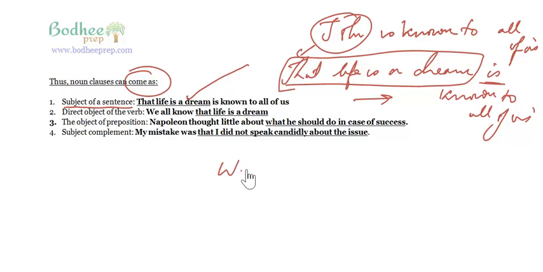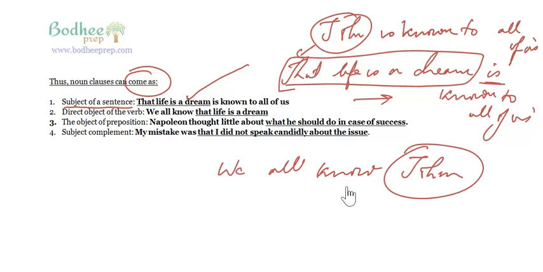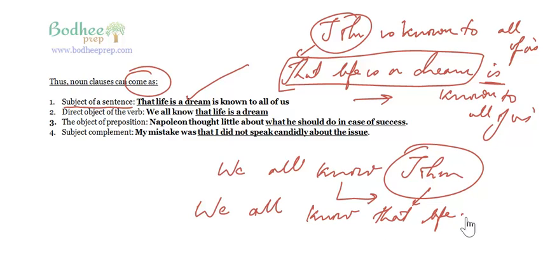Or you can say, we all know John, correct? We all know John. So John is the noun, right? And he is the object of the verb know. Or you can say, we all know, right? And we can replace John with a noun clause, that life is a dream, correct? Simple sentence, right? So we have seen that we can have the noun clause as a subject of a sentence, the way we saw it here. We know that noun clause can be a direct object of the verb know here, as we see in the second example. The noun clause can be the object of preposition, right?